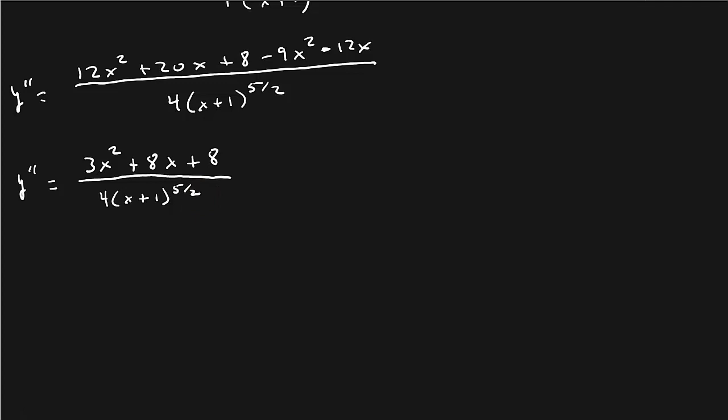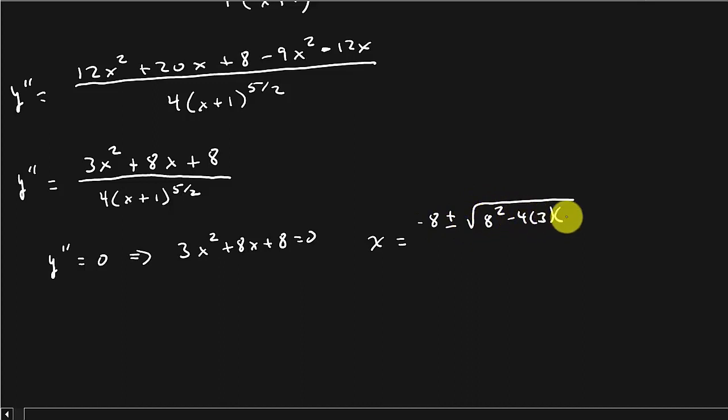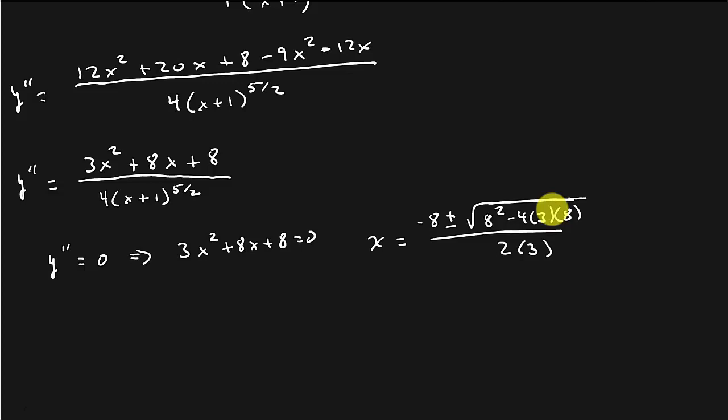Now, remember, y double prime is equal to 0 when 3x squared plus 8x plus 8 equals 0. I'm not going to go through and do all this work because you can do this. x is equal to negative 8 plus or minus the square root of 8 squared minus 4 times a times c, all over 2 times a. When you do this, you're going to get a negative under the square root: 64 minus 12 times 8, which is negative 32. That's an imaginary solution, so this is never going to be 0.